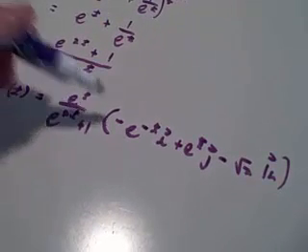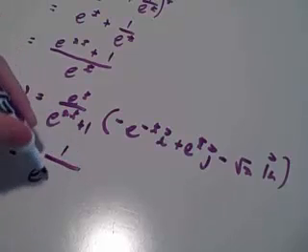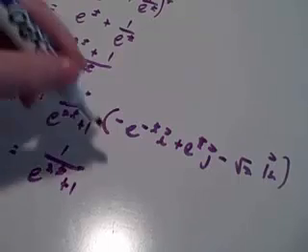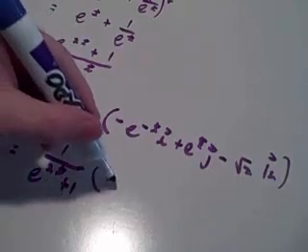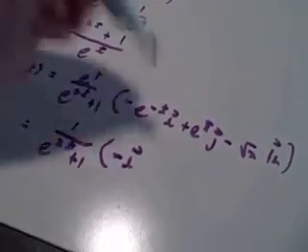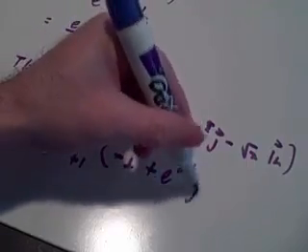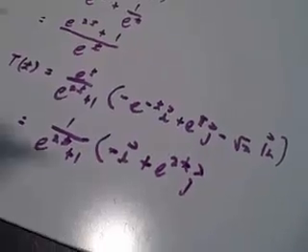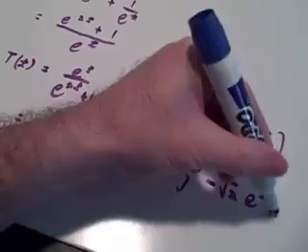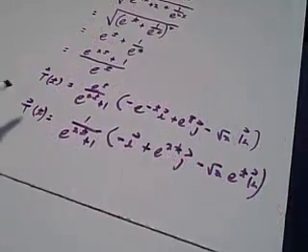And then if you distribute e to the t, you get 1 over e to the 2t plus 1 times negative i plus e to the 2t j minus square root of 2 e to the t k. We've already found T of t.